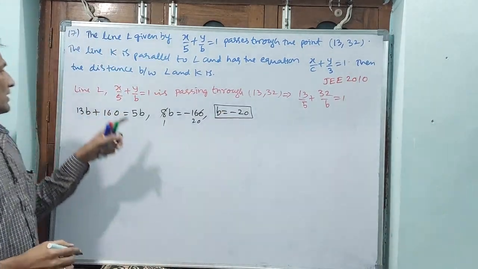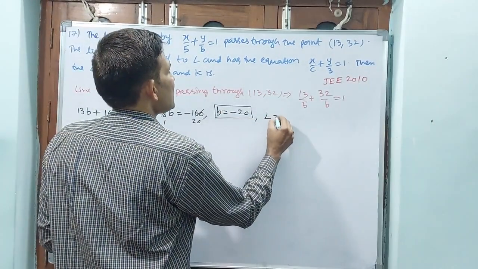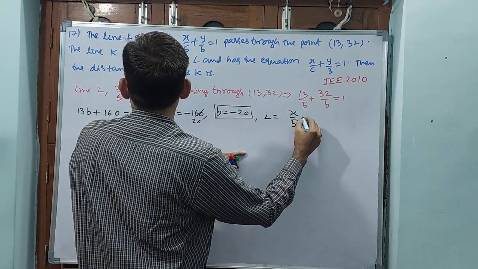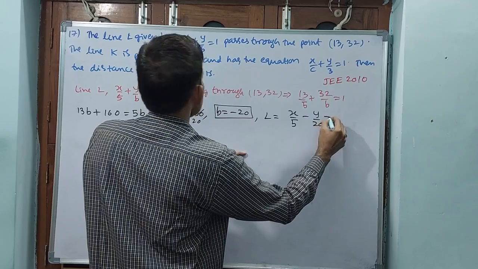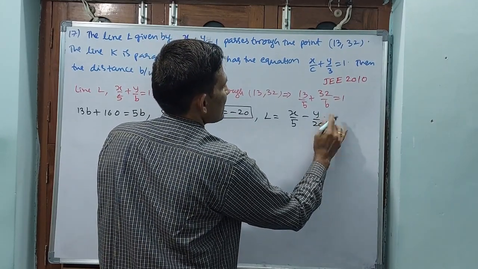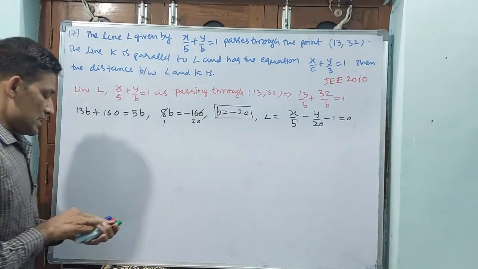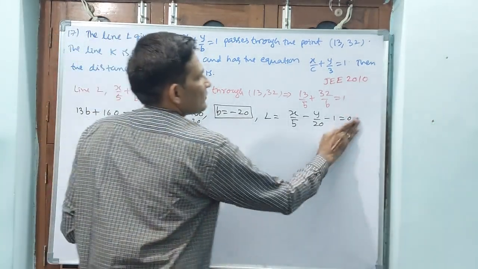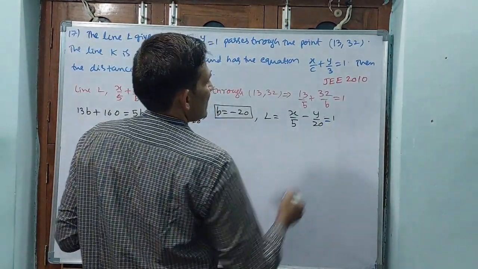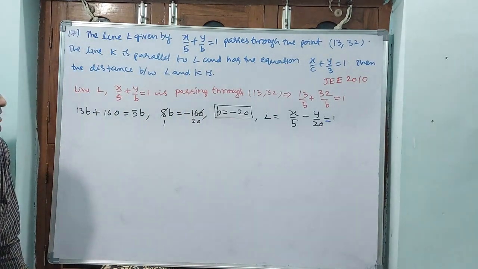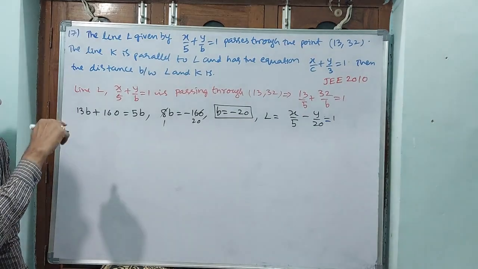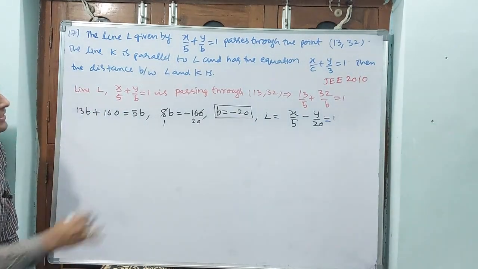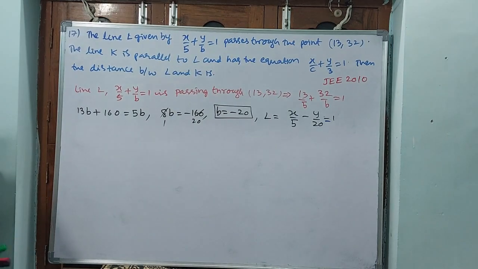If b is equal to minus 20, then write down L. L is x by 5 minus y by 20 is equal to 1, or else you write this minus 1 equal to 0. We want to find the slope, and the intercept form is not going to help us. Let us first find this equation in proper form, then we can find the slope, because for parallel lines the slope is equal to the slope. That is the logic behind the concept.